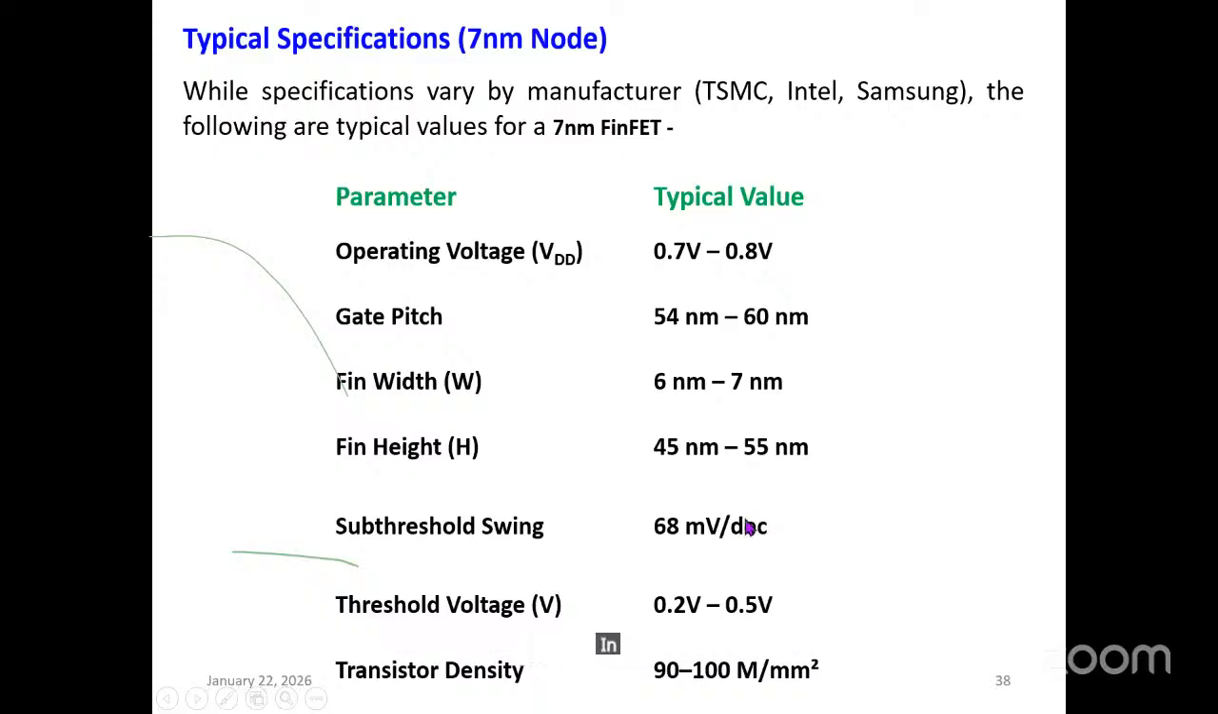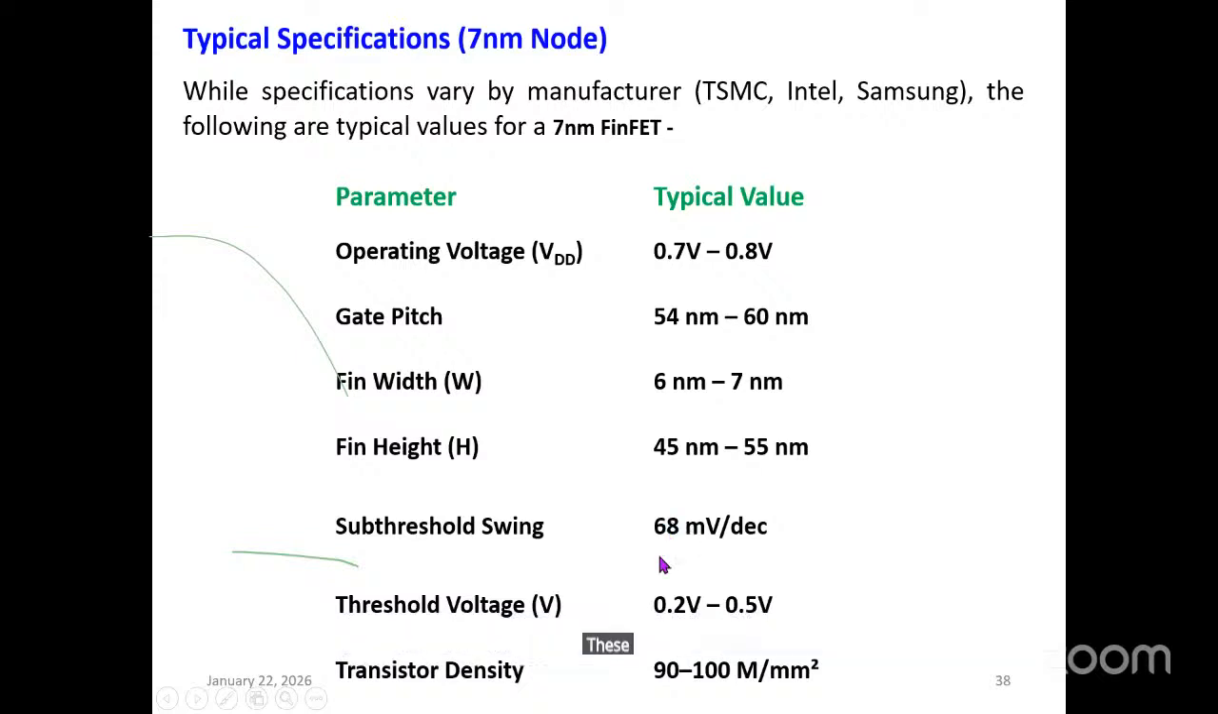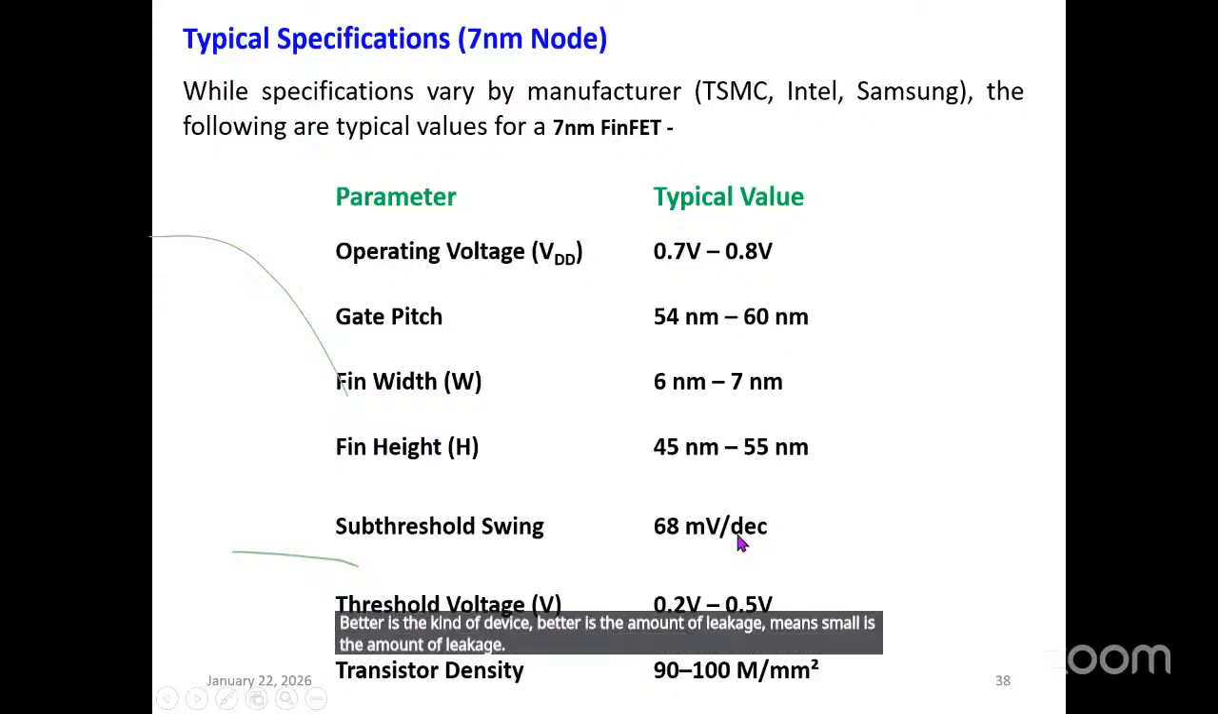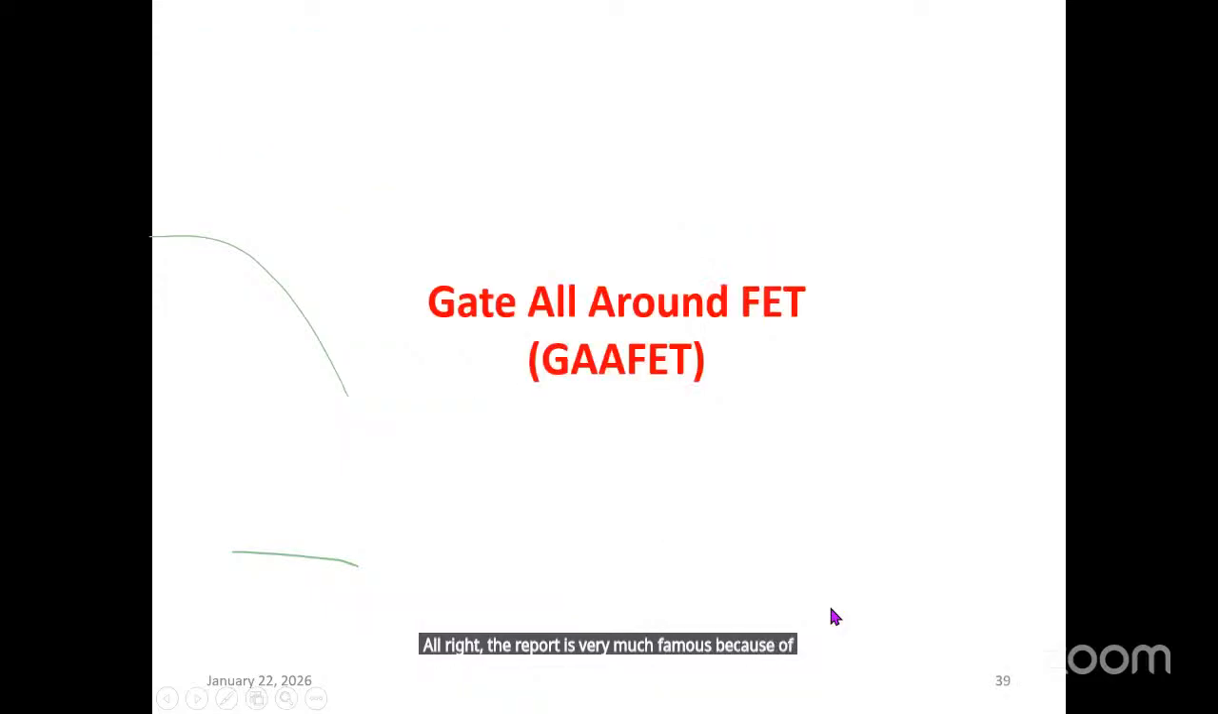In case of MOSFET, this value is 50, 60 millivolt per decade. In case of FinFET and the advanced devices, this value is still smaller and smaller. Smaller the amount of this value, better is the kind of device, small is the amount of leakage, and device is called as good off device. Threshold voltage is hardly 0.2, 0.5 volt, and transistor density is 60 to 100 millions of transistors per millimeter square. All right, therefore it is very much famous because of high density for cell phones.